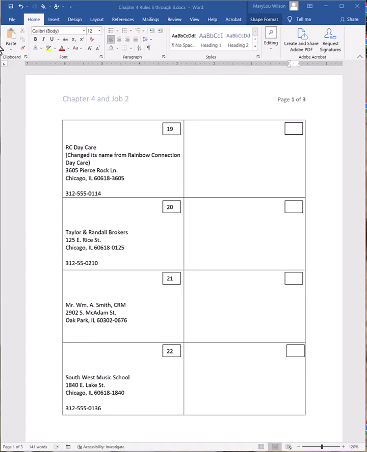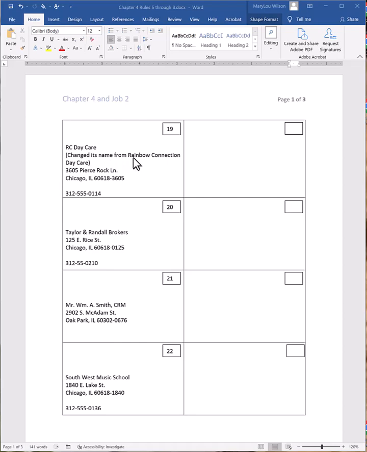Here we go. These are the records that I want to code with you. Let's start with record number 19, RC Daycare. Now, be sure that you note that it has a note to you, changed its name from Rainbow Connection Daycare.